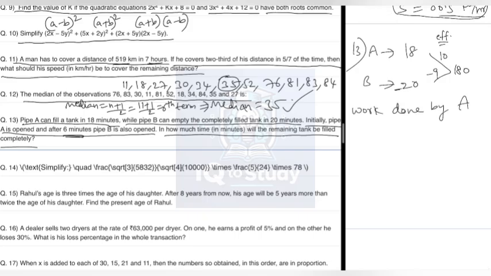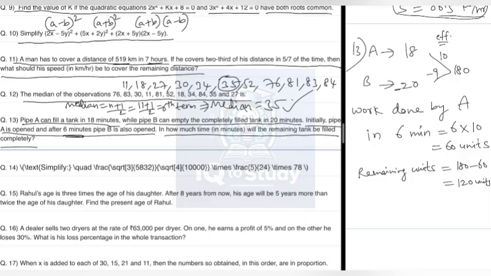So work done by A in 6 minutes is 6 into 10, which is 60 units. It means remaining units is 180 minus 60, which is equal to 120 units. And A plus B efficiency is equal to 10 minus 9, which is equal to 1.